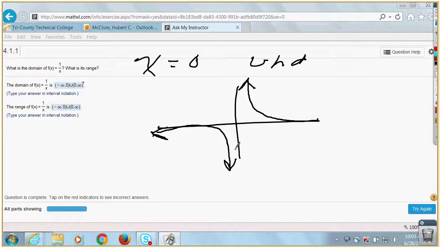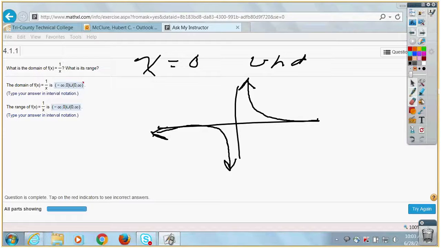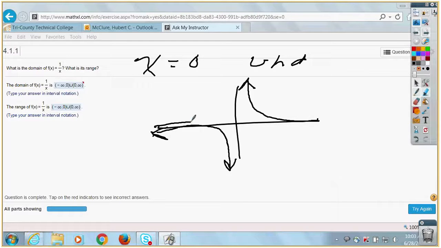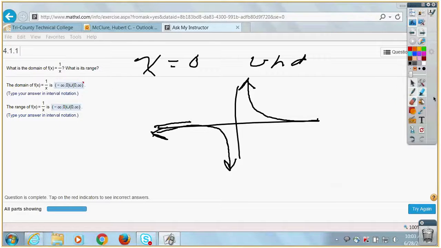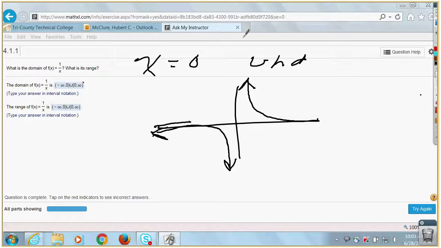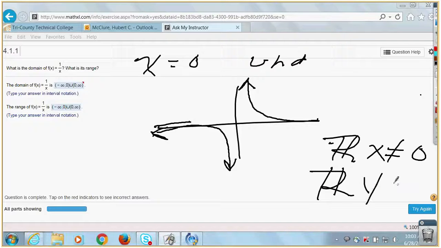So, what is your domain? Your domain is, take my handy dandy highlighter, your x values. Your x values are all real numbers except x is equal to 0. So the way that you write that is you say my domain is all real numbers except x cannot equal 0. And the same thing with your y values, which is your range. Range is all real numbers except y cannot equal 0.